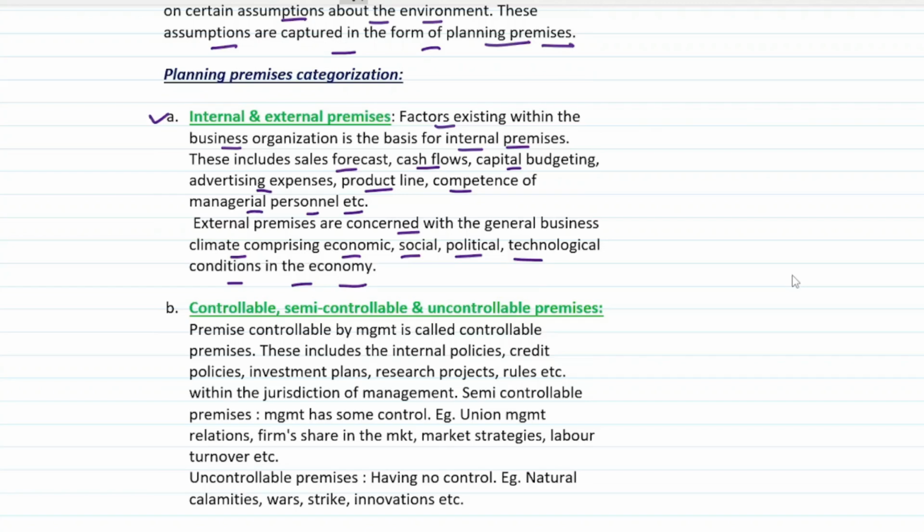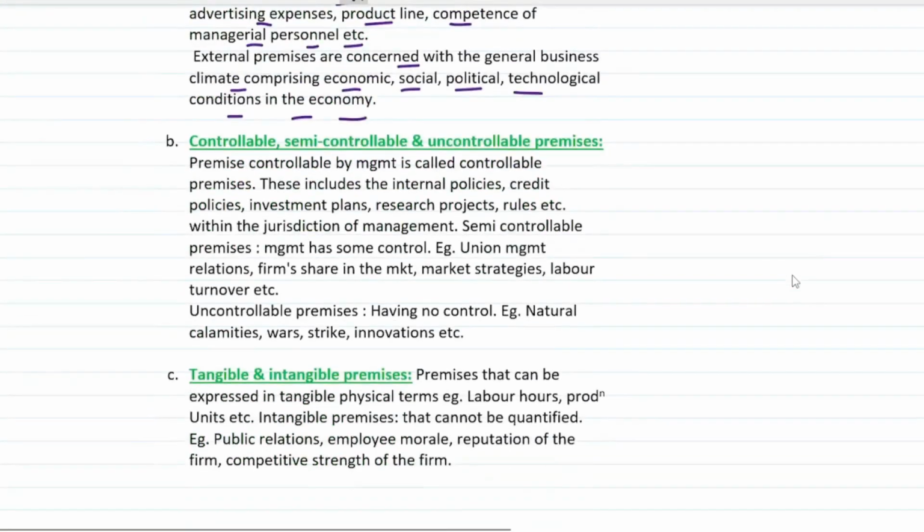Whereas when we talk about external premises, it's more concerned with the general business climate, which comprises what? Economic, social, political, technological conditions in the economy, right? Then the next part of the categorization, we talk about controllable, semi-controllable and uncontrollable premises, right?